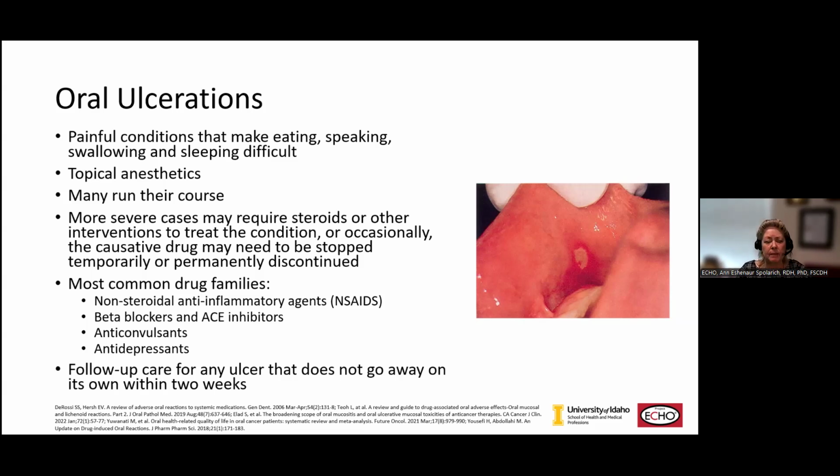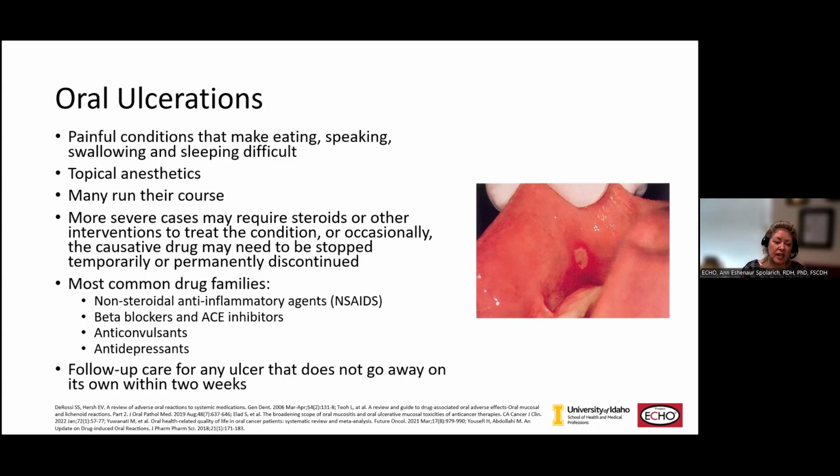But if people are getting recurrent ulcerations, and we know that some drugs really promote recurring ulcerations, then we may have to work with the prescriber to either temporarily or permanently discontinue that drug. So it really depends on the patient. And if I have patients who it's just really tough for them to function, we do a consultation with the prescribing physician, and we say, is there anything else that maybe could be substituted? But some common drug families here would be your NSAIDs, beta blockers, and ACE inhibitors. And these are among the most commonly prescribed medications in the United States. ACE inhibitors, lisinopril, is one of the number one drugs prescribed in this country, anticonvulsants and antidepressants.